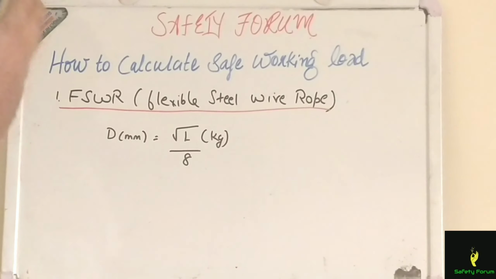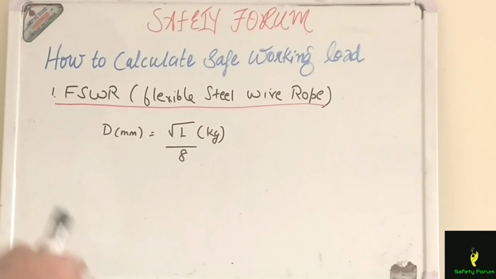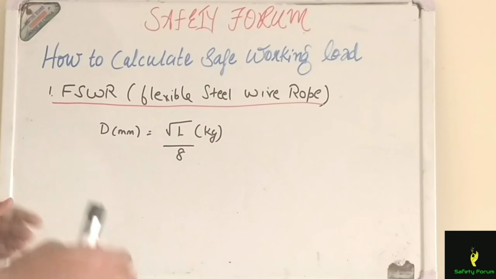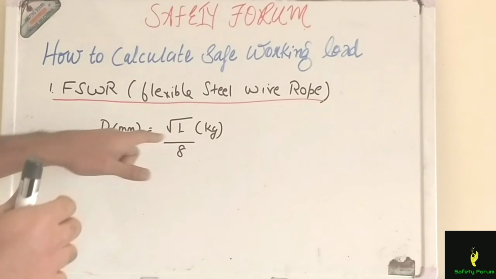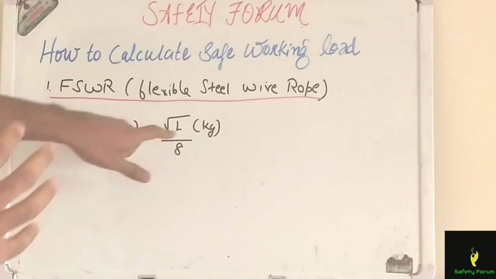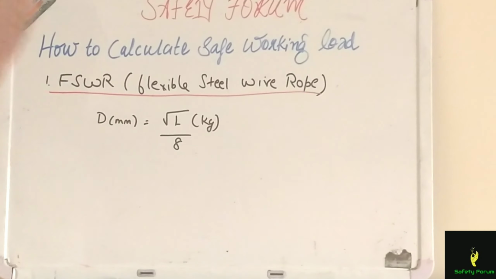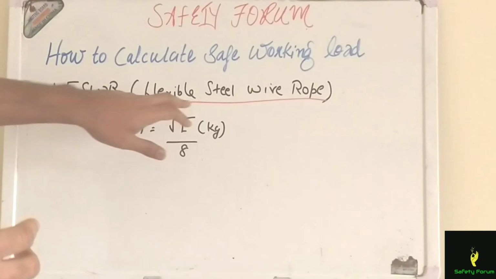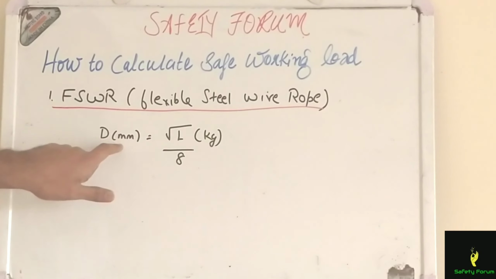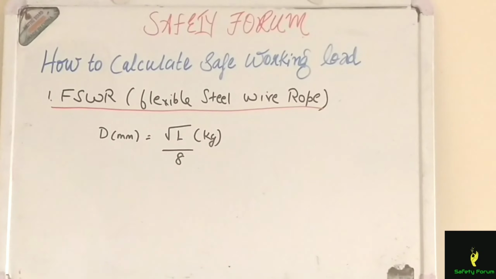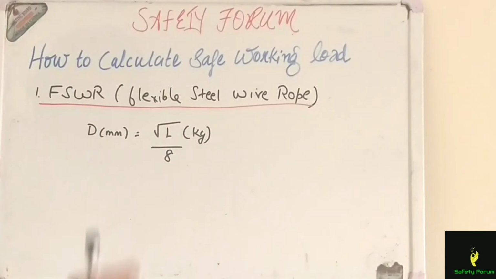Now how will you calculate the diameter of the rope if you have the safe working load available? In some cases your company will ask you how much diameter of wire we have to use for a safe working load of 1152 kilogram. In that case you have a formula: the diameter D will be calculated by the root of L, which will be in kilogram, divided by 8. The same formula, but when you try to find the diameter, it becomes the root of the load L divided by 8. So we'll see how to calculate using this formula.